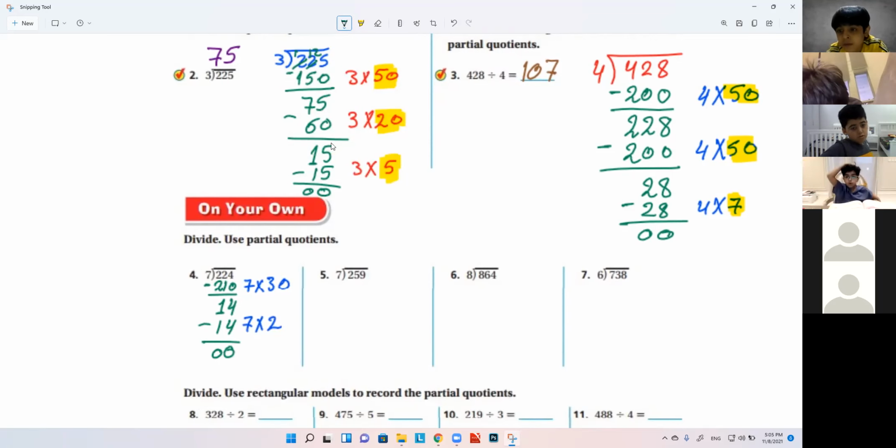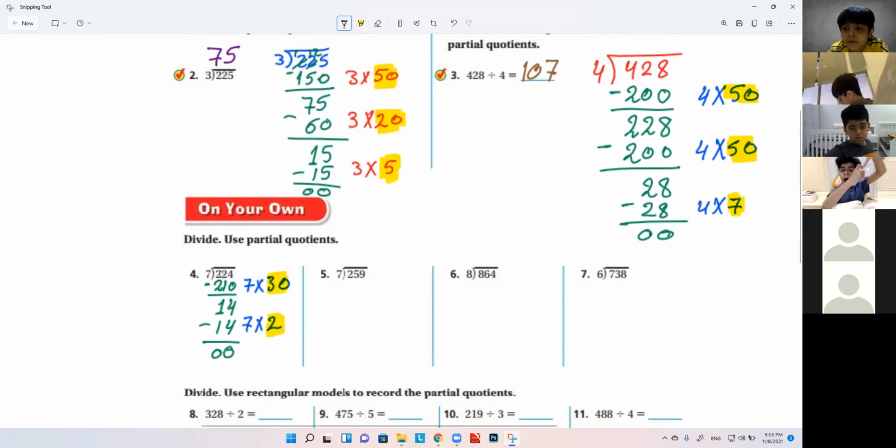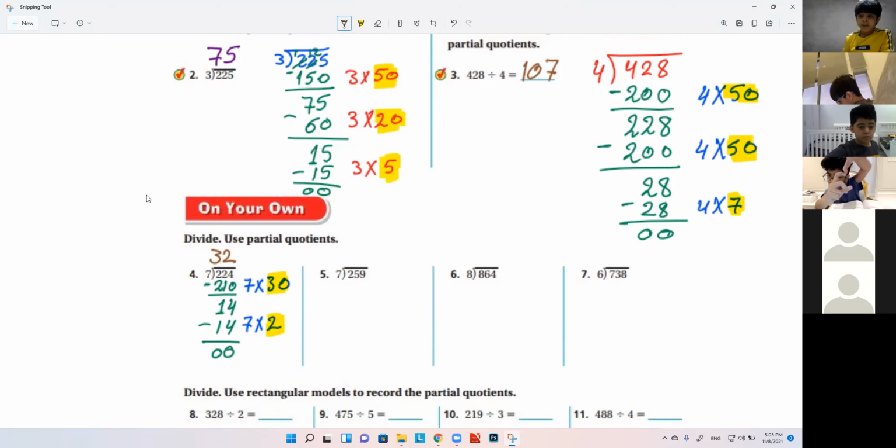Okay. So after that, we need to add what to get the answer? 30 and 2. So 30 plus 2 equal to 32. So that's the answer. Okay. Got it? Okay. So if you want to multiply by multiples of 10, you have to get a number less than our number to be able to subtract. Okay. Thank you, Haidar.